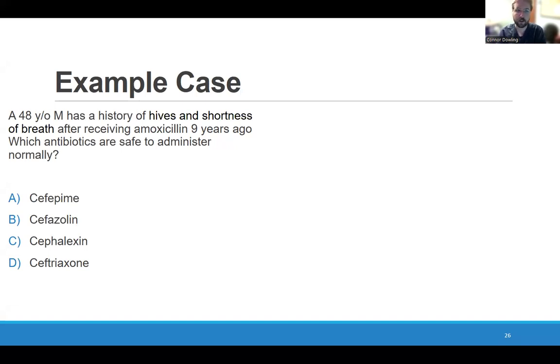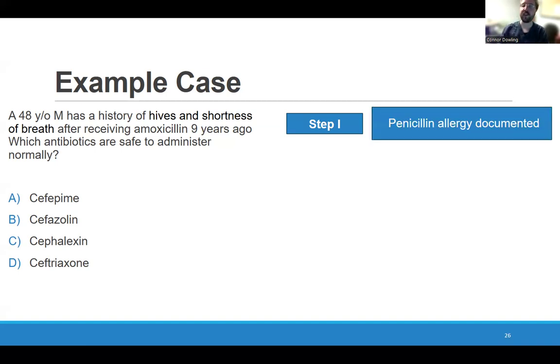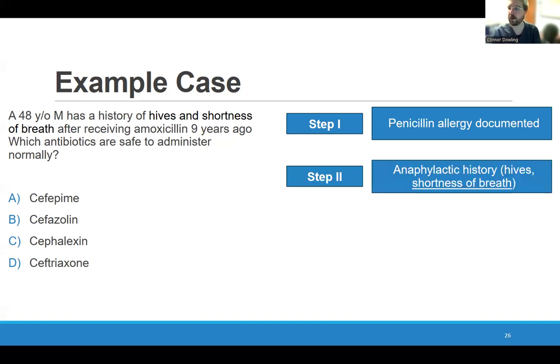And as we go through this, we're going to go through it in a stepwise fashion and really try to utilize that algorithm to be able to discern whether or not our antibiotic selection is going to be safe and appropriate for our patients. So step one, we're going to look to see if there's even a penicillin allergy documented for our patient, which we do. We have that penicillin allergy history documented. We see that shortness of breath and hives. So this is going to clue us into more of an anaphylactic history, where we're going to see that shortness of breath really highlighting our concern for anaphylaxis and going to put us in that category. So we're now going to be starting with that when we're thinking about our antibiotic selection.